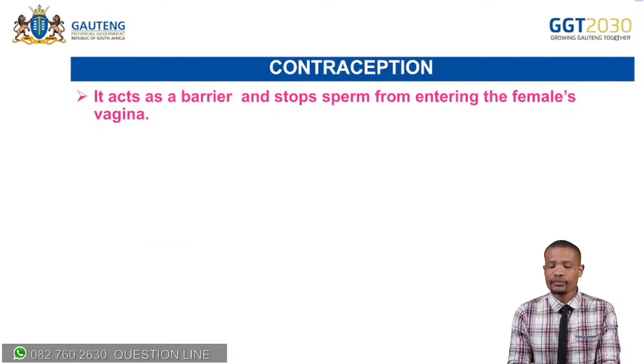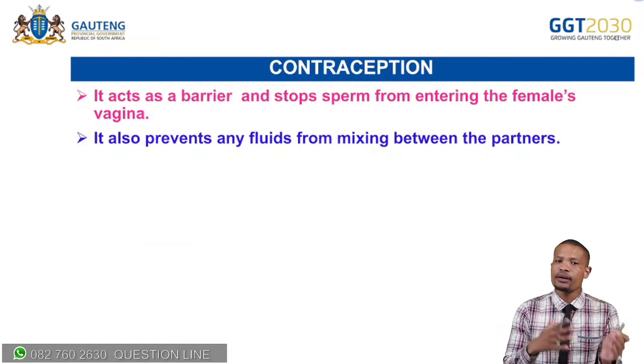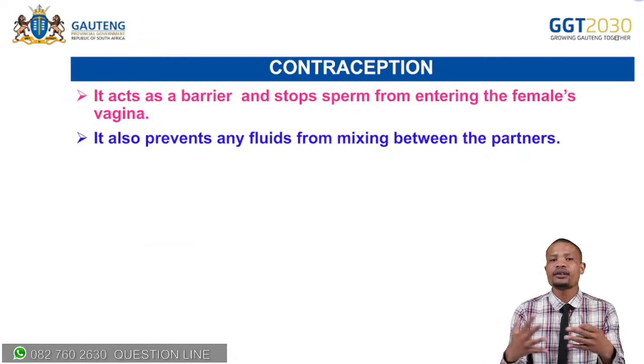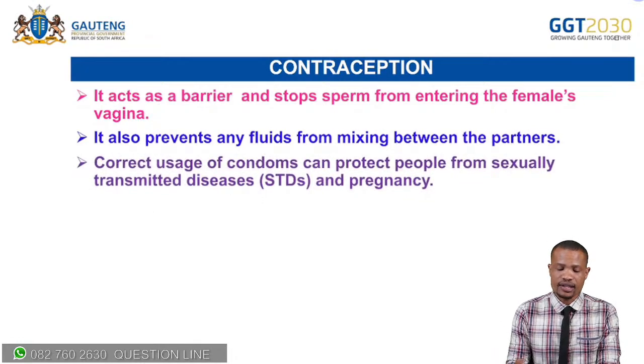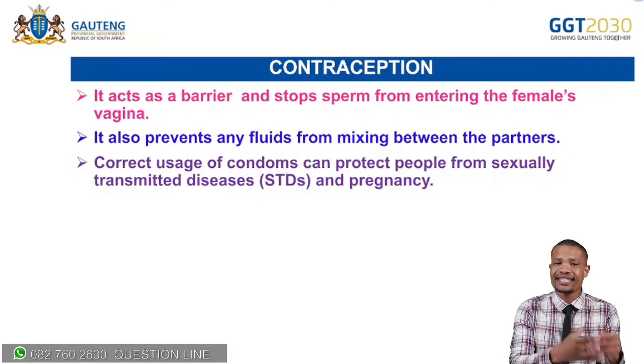Okay, so we are trying by all means to prevent unwanted pregnancies. It also prevents any fluids from either of the partners from mixing. Okay, it prevents the mixing of fluids from the two partners during the sexual intercourse. So a correct usage of condoms can protect people not only from sexually transmitted diseases but also pregnancy.